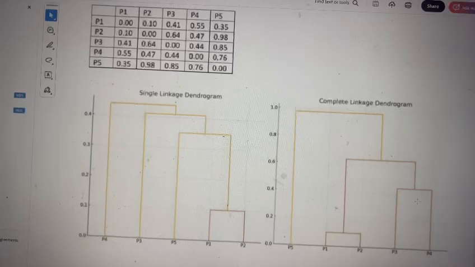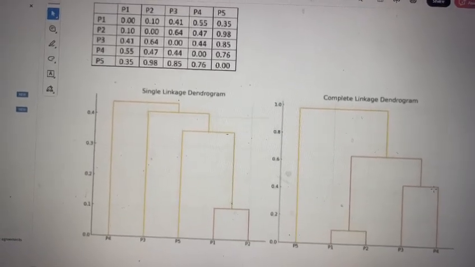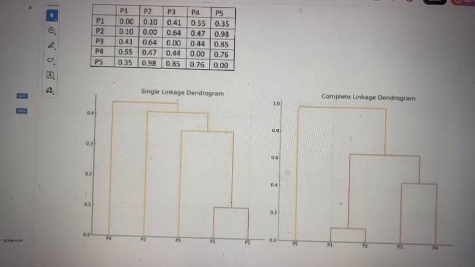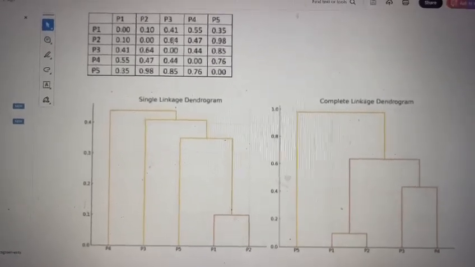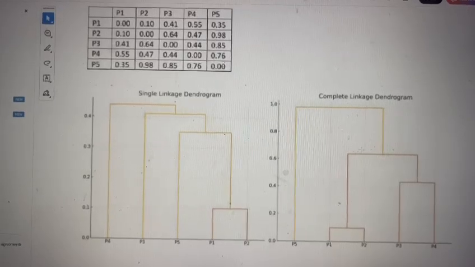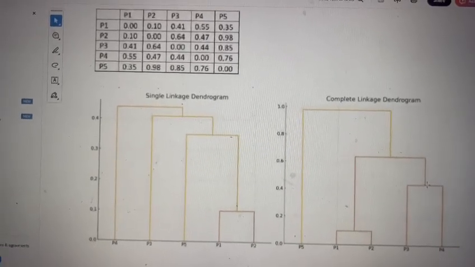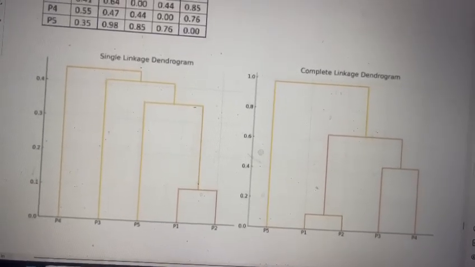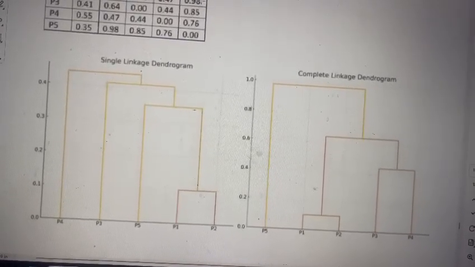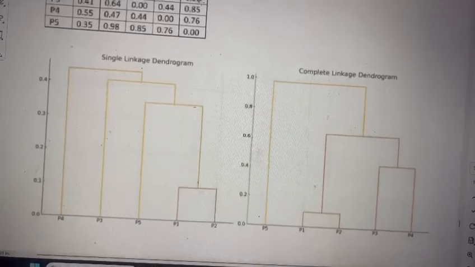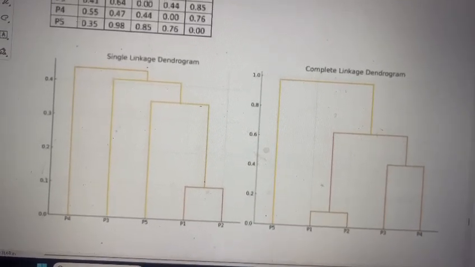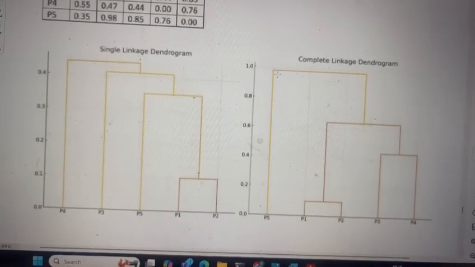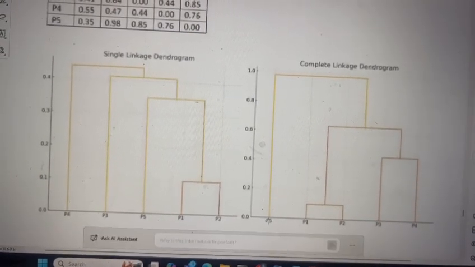Next we have linked this and this, okay? So look at the farthest point. P2 and P3 are linked with 0.64, so here we have given a link between P2 and P3, that is 0.64. Next we have linked the farthest point. Which is the farthest point? It is 0.98, between P5 and P2. So we have taken this point and given 0.98, and that becomes 0.95.